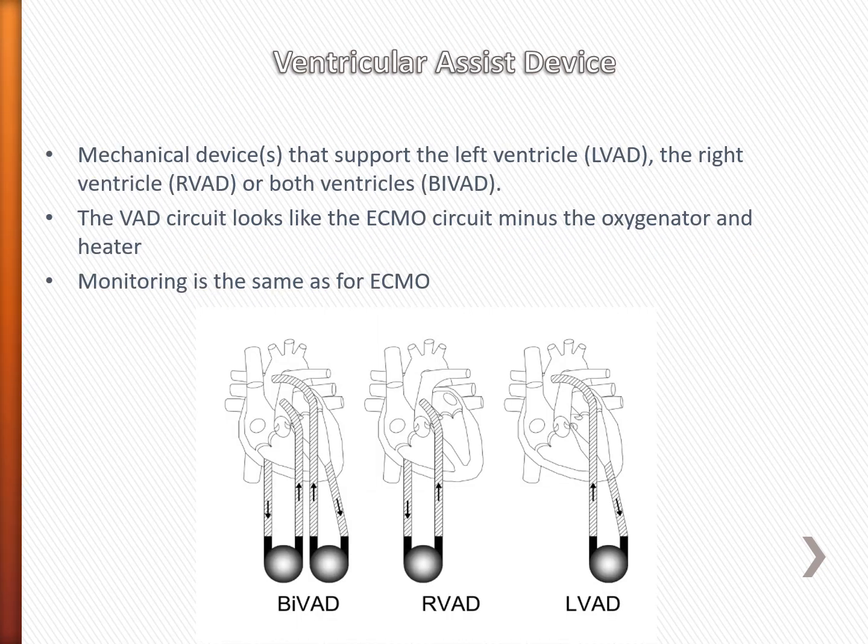So in addition to ECMO, we can also have VAD patients. VAD stands for Ventricular Assist Device. It's a mechanical device that supports a ventricle. So you can have an LVAD, which supports the left ventricle. You can have an RVAD, which supports the right ventricle. Or you can have two VADs, one for each ventricle, which we call a BiVAD.